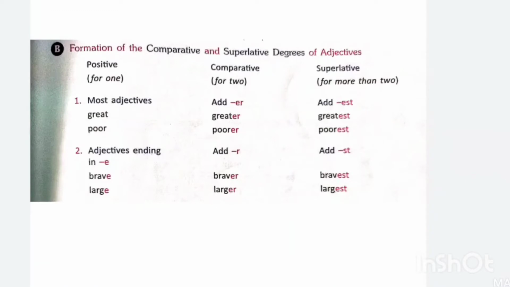In the same way, we'll go for some more examples. Some formation of comparative and superlative degree of adjective. Okay, in number 1, great. In comparative degree, we use greater, and in superlative degree, we use greatest. In the same way, we use poor for positive, poorer for comparative, and poorest for superlative. In number 2, adjectives ending with E, we add only R, not ER, because E is already there. Like brave. In comparative we use braver, and superlative we use bravest. The same way, positive is large, comparative is larger, and superlative is largest.